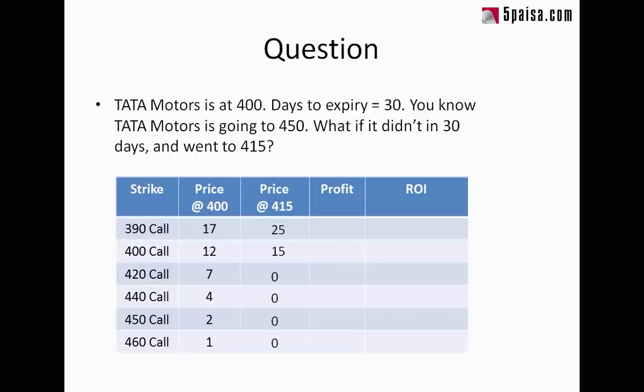The profit from the 390 call is 8 rupees, which is 25 minus 17. A 400 call gave you a profit of 3 rupees. 420, 440, 450, 460, they're all returning negative numbers as profit, so that's loss really. Now let's go back to calculating the return on investment on these options. A 390 call returns 47%. A 400 call returns 25%. Everything else gives you 100% loss because you have paid the premium for these options and you're losing the entire premium.